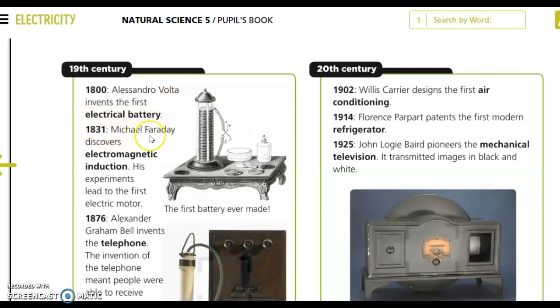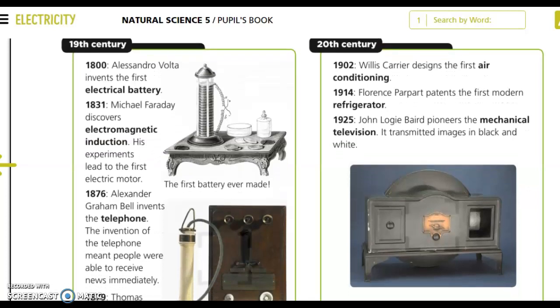1831. Michael Faraday discovers electromagnetic induction. His experiments lead to the first electric motor. 1876. Alexander Graham Bell invents the telephone. The invention of the telephone meant people were able to receive news immediately.